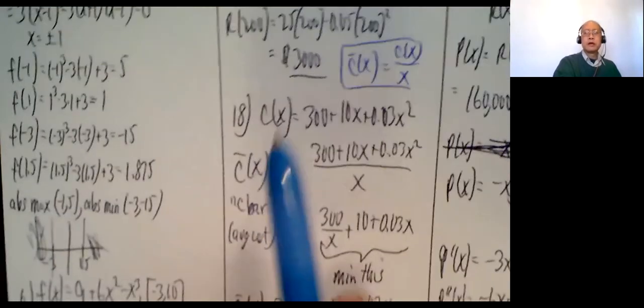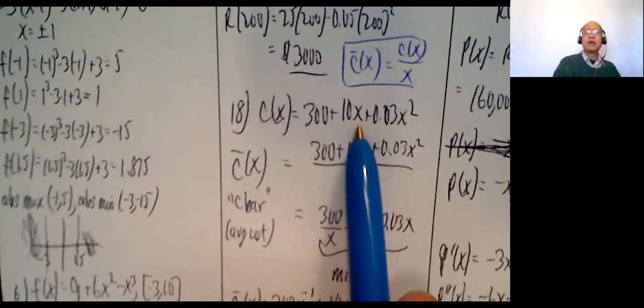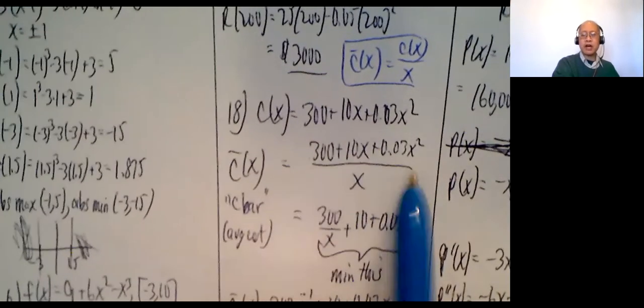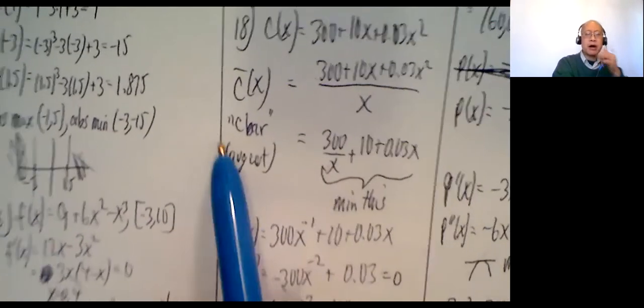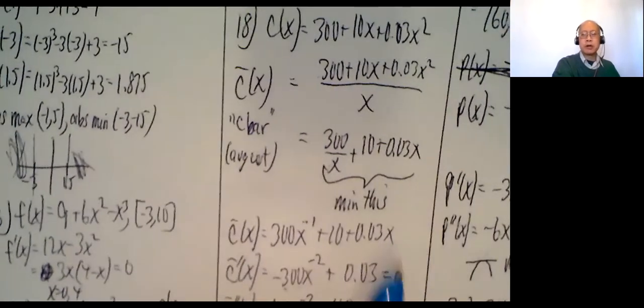All right, so one more time, they gave me the costs. I want to minimize the average cost. So the first thing you do is divide by x. So I ended up with this. C bar is the average cost. That's what I'm trying to minimize.